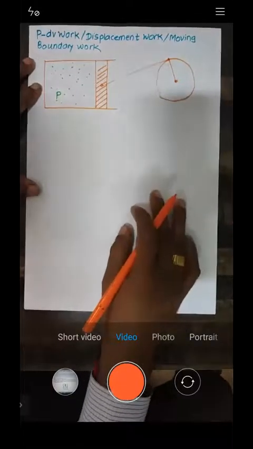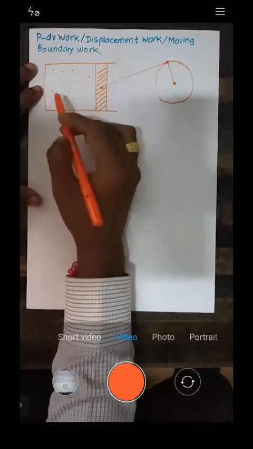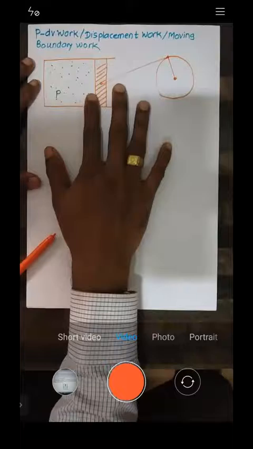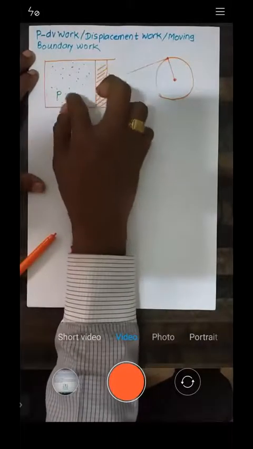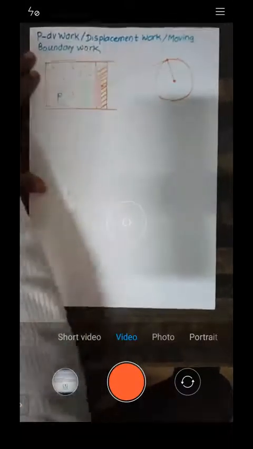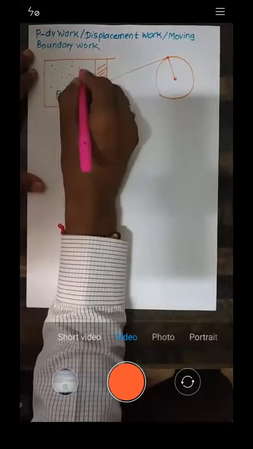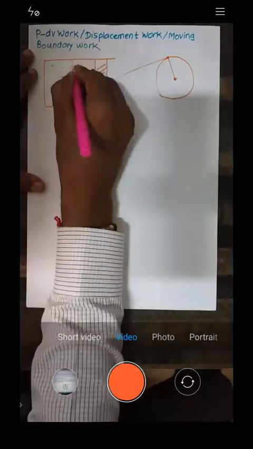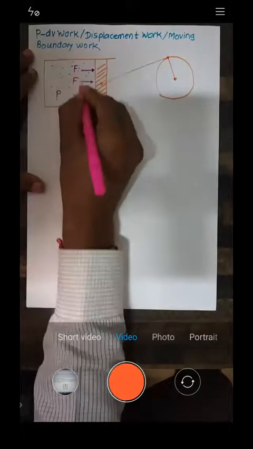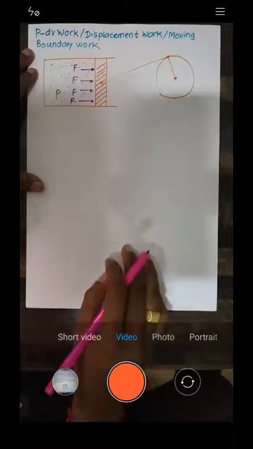Now see what happens when the gases present inside the cylinder expand. These gases are at a pressure P. When they expand, they will exert some force. So these gases at pressure P will exert a force F on the piston.